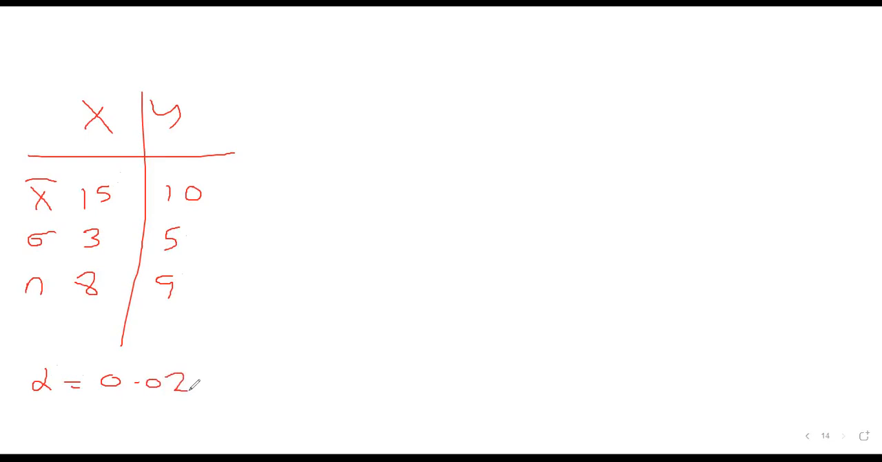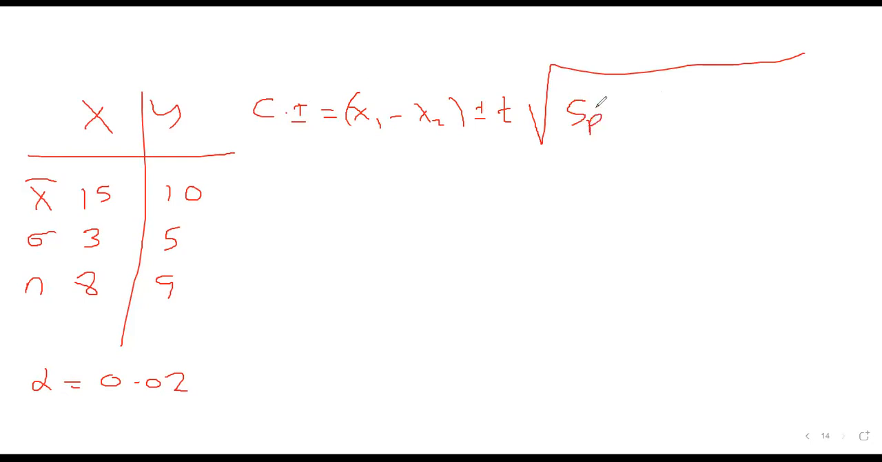Remember the formula for a T confidence interval is what? Mean 1 minus mean 2, the difference between these two means, plus or minus a T, then we have the pooled variance and 1 over n1 plus 1 over n2. So our first mean is what? 15. Our second mean is what? 10.